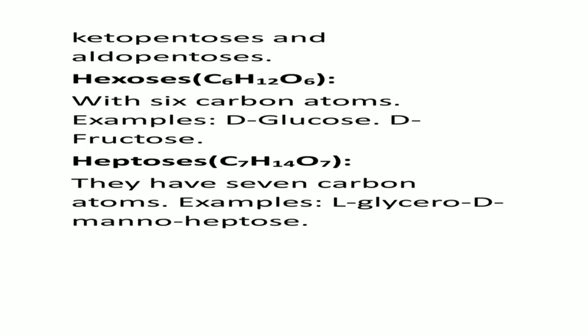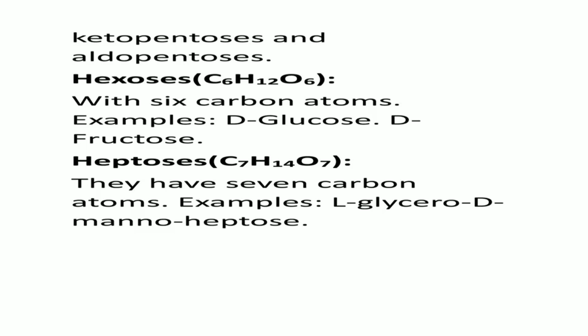Pentoses, C5H10O5. Composed of 5 carbons. Examples, ribose in RNA and deoxyribose in DNA. There are 2 types of pentoses: ketopentoses and aldopentoses. Hexoses, C6H12O6.